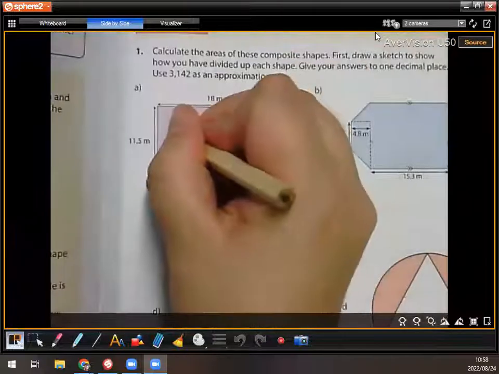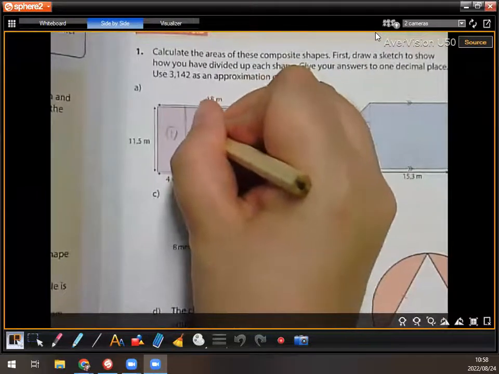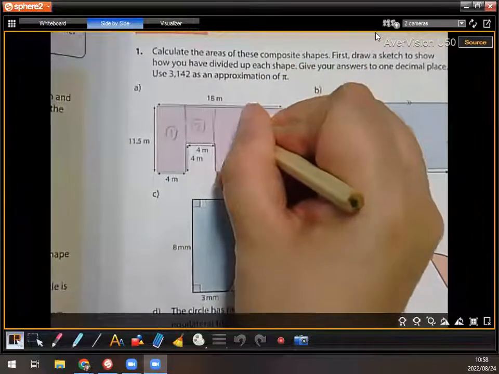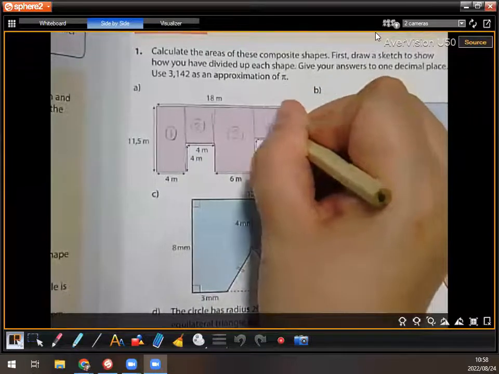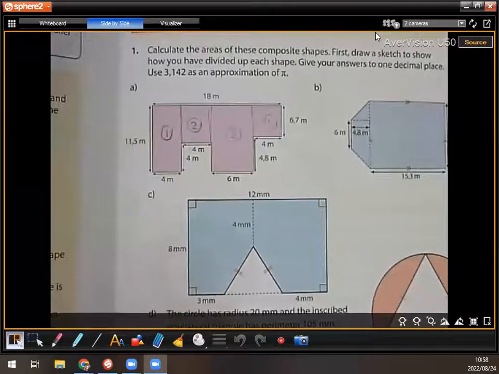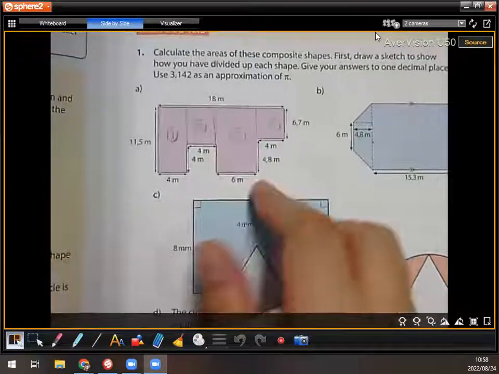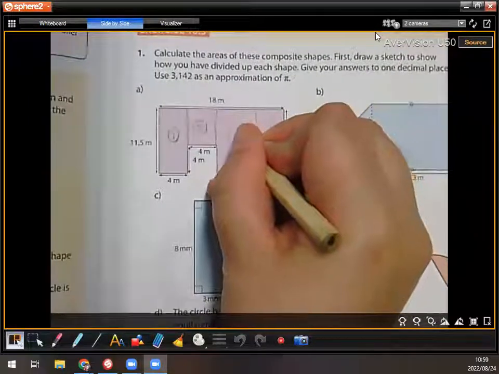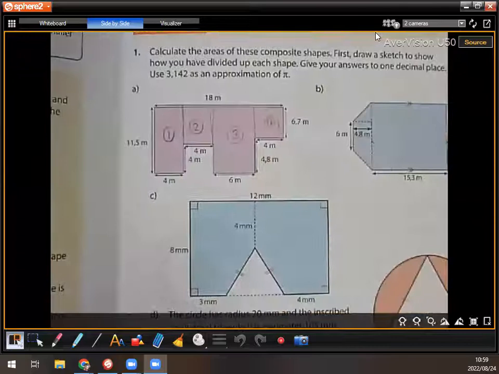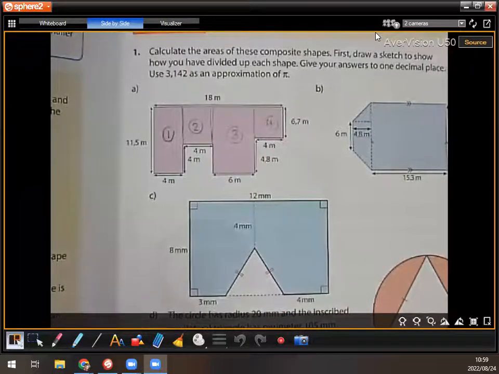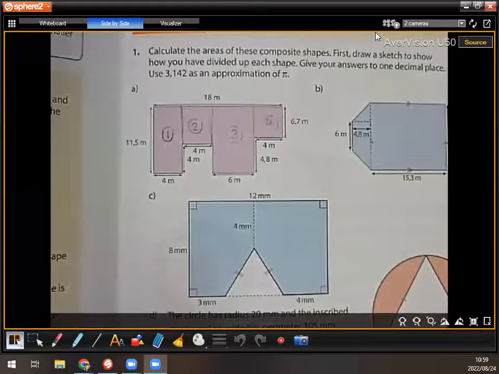I would say that this is rectangle 1, that's rectangle 2, that's rectangle 3, that is rectangle 4. You don't have to number them like that, but I'm numbering them so that when I'm explaining, you can all follow. Yes, perfect.